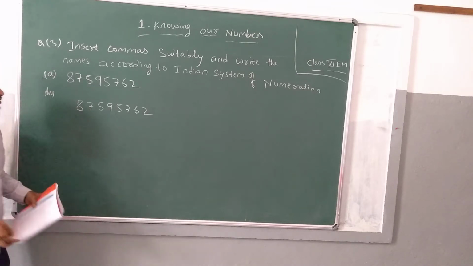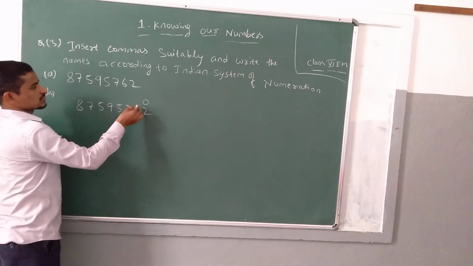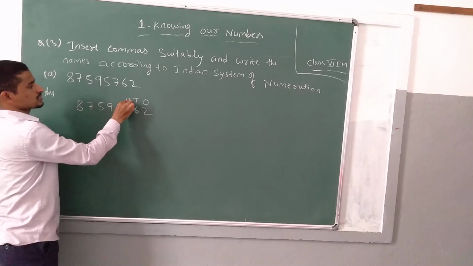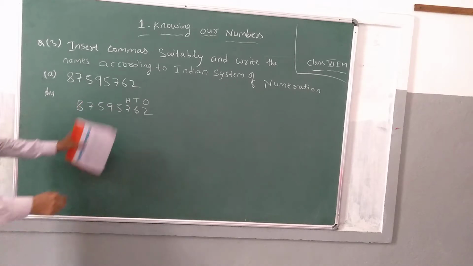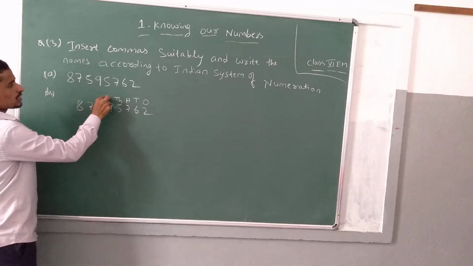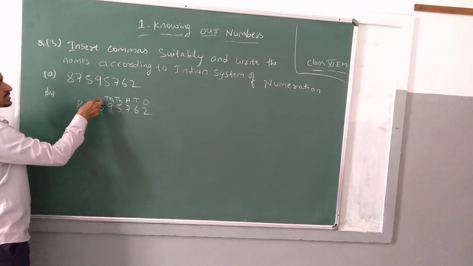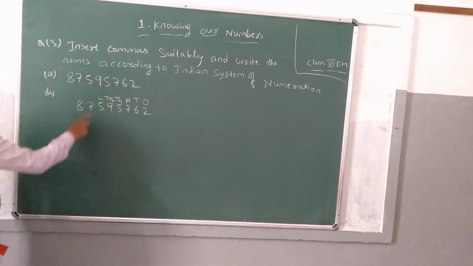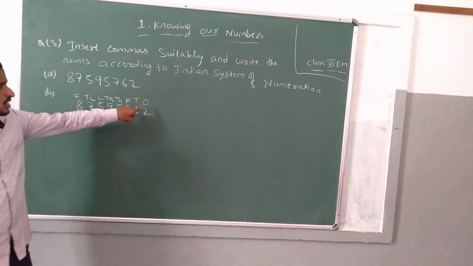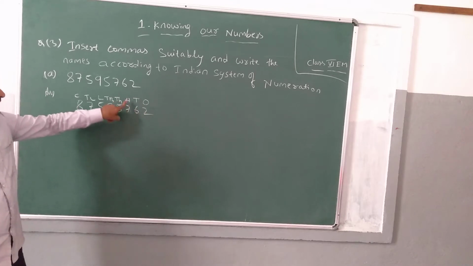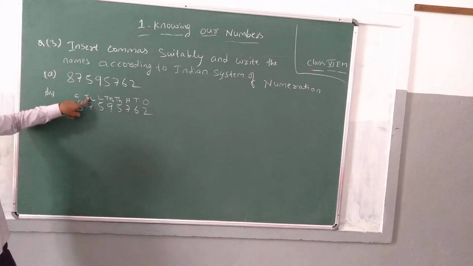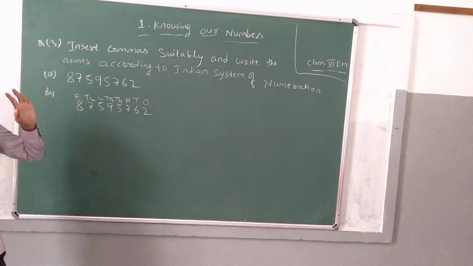Okay. So 2 is at ones place, 6 is at tens place, 7 is at hundreds place, 5 is at 1000 place, 9 is at 10,000 place, 5 is at lakh place, 7 is at 10 lakh place, 8 is at crore place. You see here: ones, tens, 100, 1000, 10,000, lakh, 10 lakh, crore.